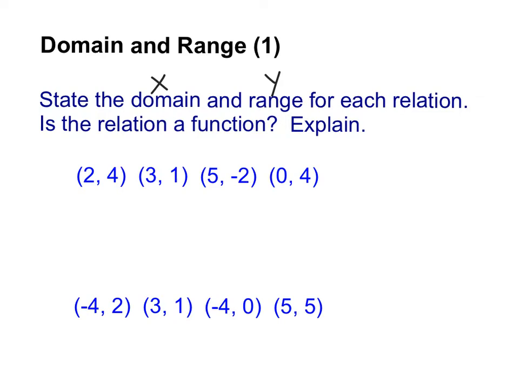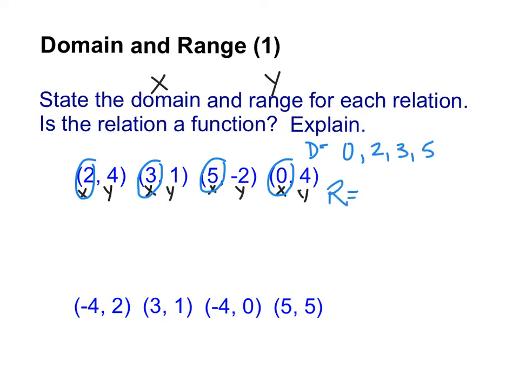As we look at our ordered pairs, we have an x and a y with every ordered pair. To find the domain, we're just going to pick out all of the x values. So 2 is part of our domain, that's an input. 3 is part of our domain, 5 is part of our domain, and 0 is part of our domain. Let's list them in order from least to greatest. The smallest domain value we have is 0. So our domain is equal to 0, 2, 3, 5.